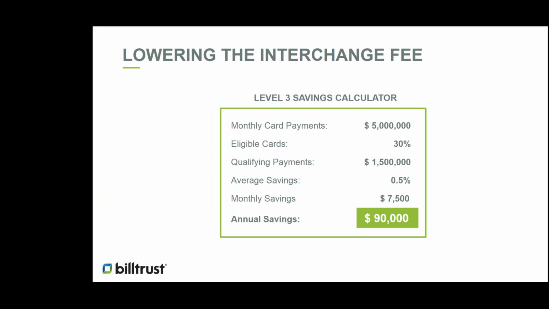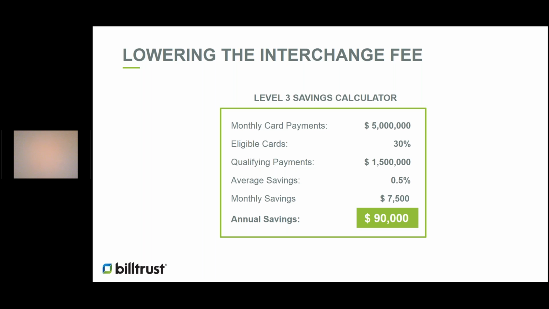So to illustrate the potential power of qualifying for the top tier savings, the level 3 savings, I put together a short calculator here. Assuming that you're receiving $5 million in monthly card payments, and of those, 30% are eligible for level 3 transactions. A lot of times it depends on what card is actually used. Visa and MasterCard have a pretty complicated interchange schedule, so certain cards may or may not qualify for level 3 interchange. But in this case, let's assume that 30% of those are eligible.